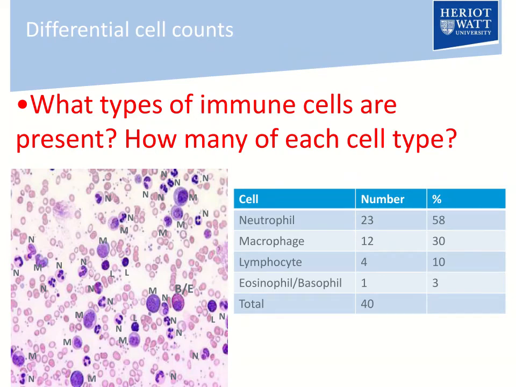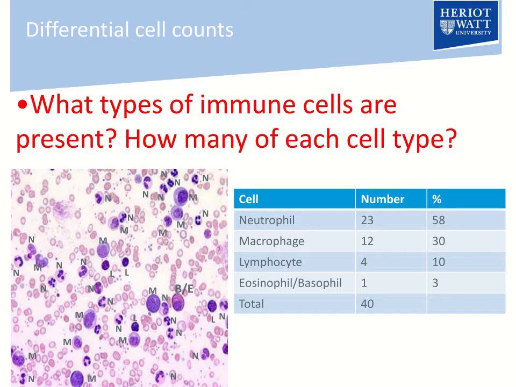So this is called one field of view. What you would do is move to another part of the slide and count a different part of that. Then go to another part of the slide and count that. So you're getting different fields of view and counting maybe 200 or 300 different cells in order to hopefully get something that's representative of the whole slide or sample rather than just one little portion of it.